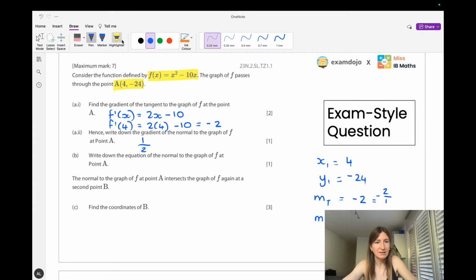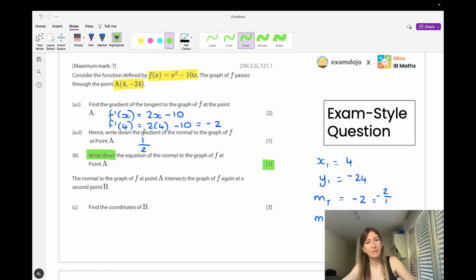And just a note, when they say write down, and it's 1 mark, you just have to write that number. You don't have to do any working, any fancy showing of anything. Write down is literally write it down. Just pop it in there.